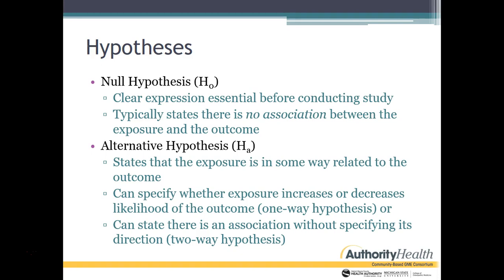So, for example, if you were studying the effect of a blood pressure medication on a patient's diastolic blood pressure, your null hypothesis would be that there is no association between the medication and the diastolic blood pressure. The alternate would be that the medication either reduces blood pressure, so that would be a one-way hypothesis, or you could say that it has some effect on blood pressure, which is a two-way.